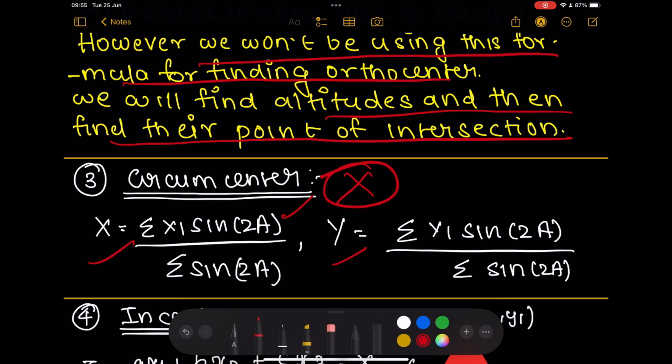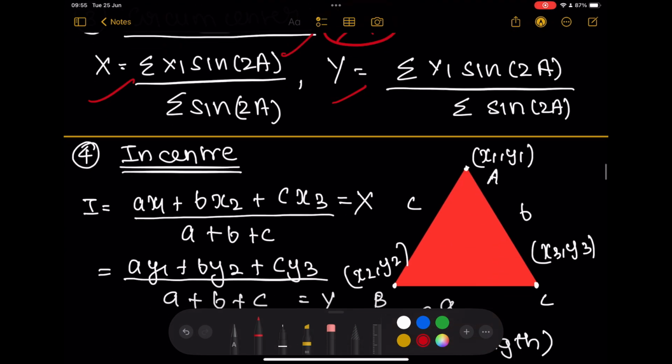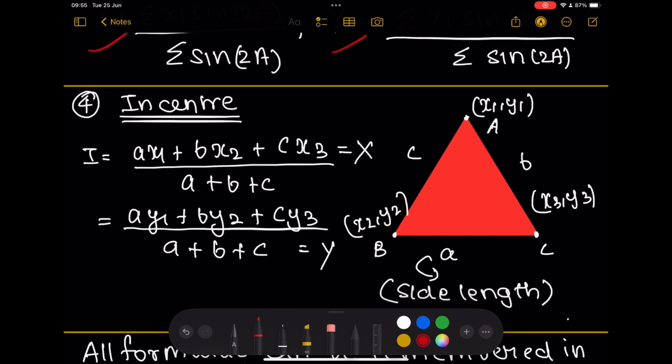You will be writing the equation of any two perpendicular bisectors of the sides of the triangle, and then you will be able to find the point of intersection to find the circumcenter. You won't be using this formula most of the time, but you have to remember it. This formula is important.